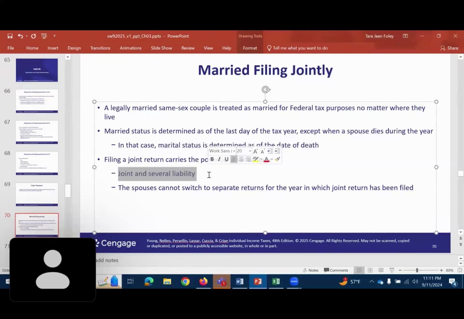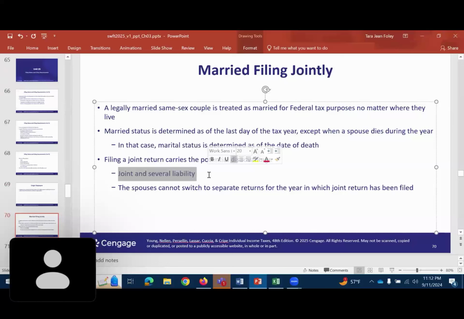So, for example, if I'm filing jointly and my spouse is the one who owes, let's say I'm a stay-at-home mom and I don't have a job and I don't work, okay? And we file jointly, and my husband files a tax return, and we owe $2,000, and he says, I'm not paying it.